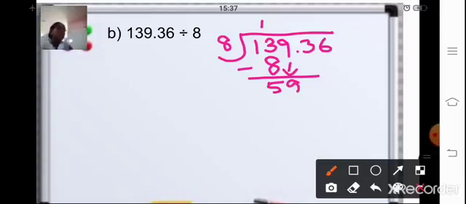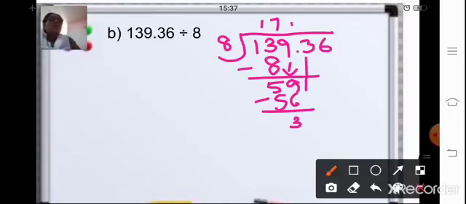Now 8 how many times is 59? Yes, 7 times. 7 8s are 56. So 59 minus 56 is 3. 9 minus 6 is 3. Okay, now you have to put the decimal point as you have finished with the division with the whole number. So you can put the decimal point here.